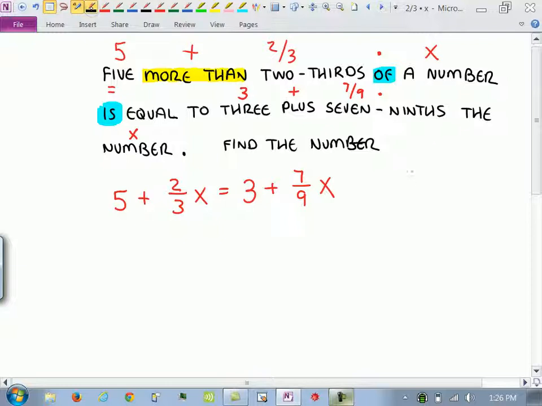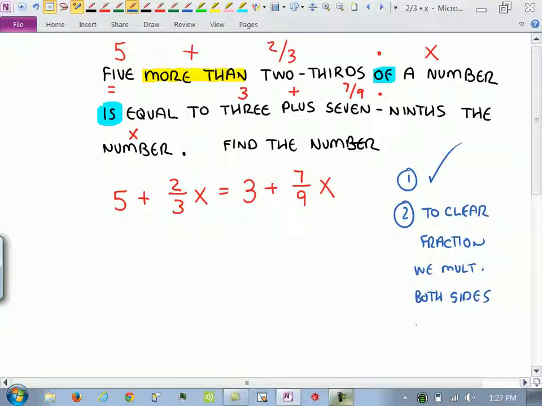First step was to get grouping symbols out of there. We don't have grouping symbols. The second step, clear fractions or decimals. We have them now. And we haven't done one like this, right? We've never had to clear a fraction. So let's talk about what it takes to clear a fraction. To clear a fraction, we multiply both sides by what's called the LCD.